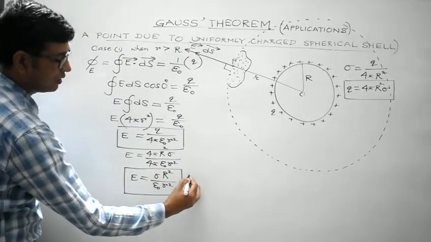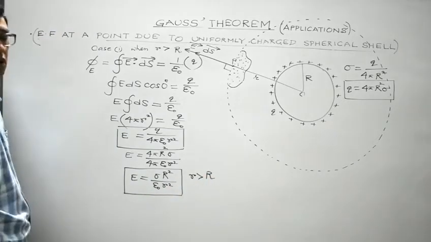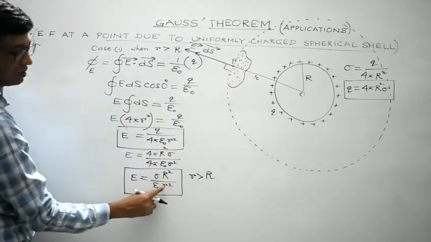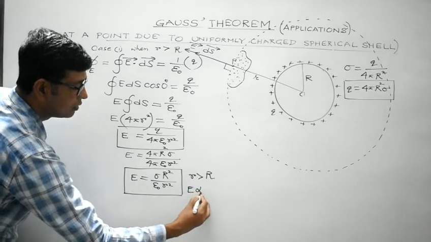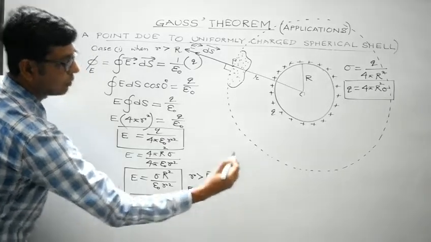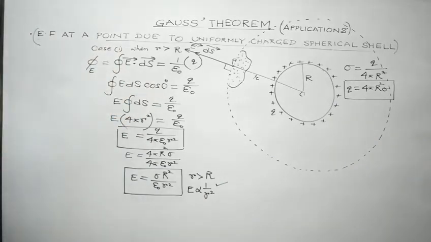And this is when small r is greater than capital R. So, capital R is the radius of the uniformly charged spherical shell, and small r is the distance of the observation point. So, the electric field obeys the inverse square law in such a case. Do remember this particular point. So, this is case 1, right? This is case 1.